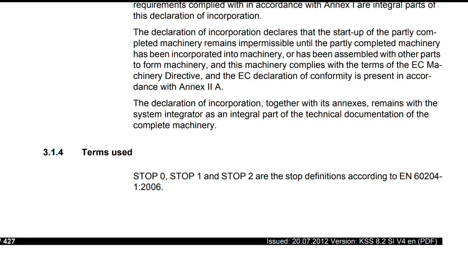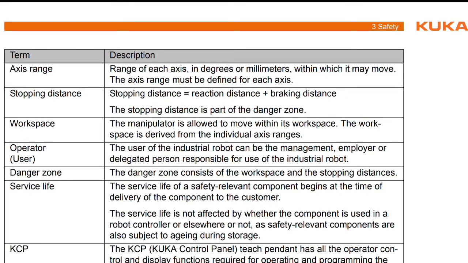Let's continue with the terms used in the product. Stop 0, stop 1 and stop 2 are the stop definitions according to EN 60204-1:2006. And the terms are: axis range, the description of the range of each axis in degrees or millimeters within which it may move. The axis range must be defined for each axis.